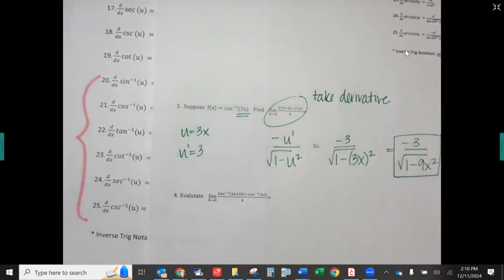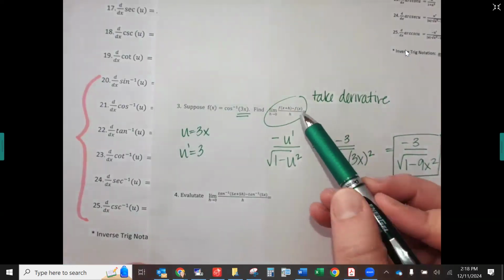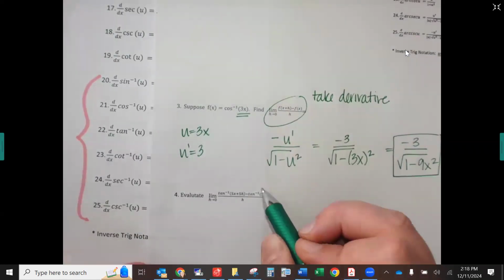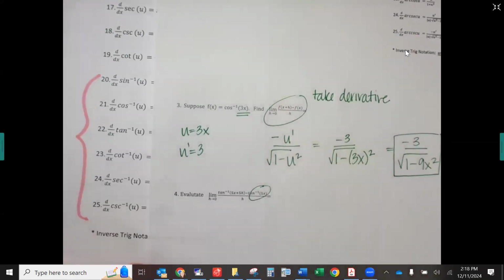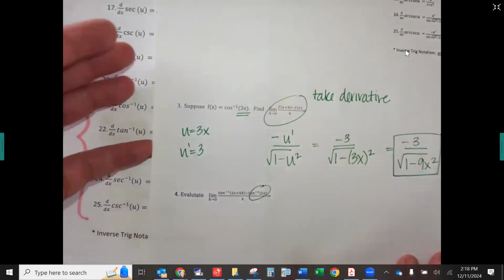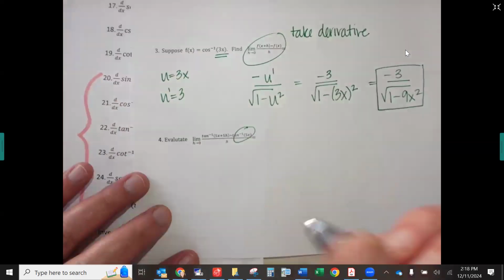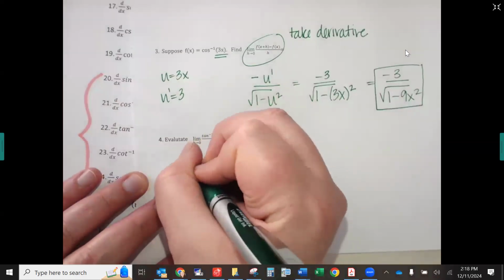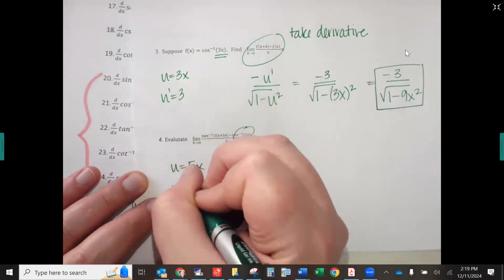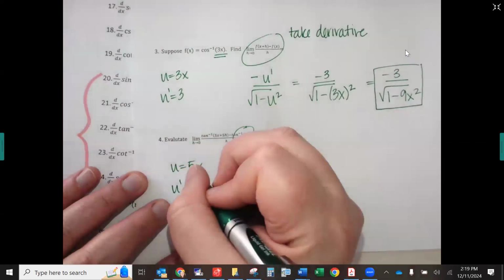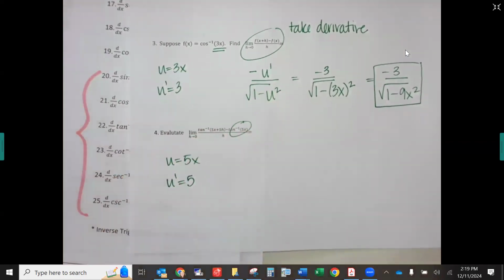Last one, take a look at number 4. What does h approaches 0 mean? I'm taking the derivative. And then remember, your function is the part after the minus sign. So I want the derivative of what function? Inverse tan 5x. Very good. So my u is 5x. What does that make my u prime? 5. And what rule number off the sheet am I using if it's inverse tan?